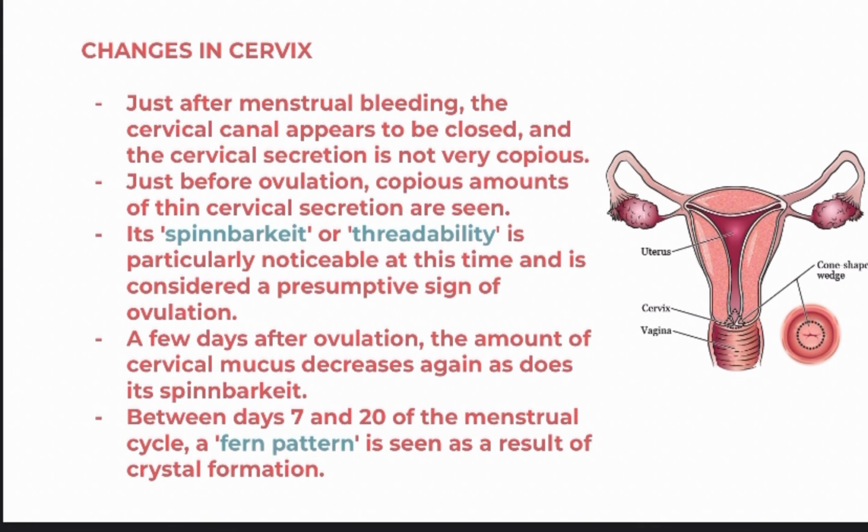Between days 7 and 20 of the menstrual cycle, a fern pattern is seen as a result of crystal formation. So the main thing is spinnbarkeit or threadability, and the other is the fern pattern. These are the two important words you have to keep in mind for changes in the cervix.